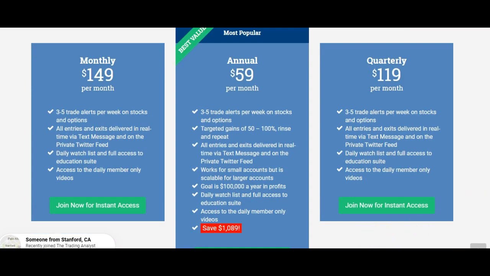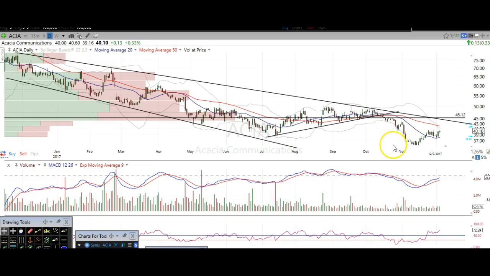All right, so let's take a look at these charts here. We're going to start off with ACIA. And if you look at ACIA, it is a crap stock. And why is it a crap stock? Because it just keeps on heading lower and lower. So these are the all-time lows here. And it's just making, in my opinion, most likely, just a little retrace higher.